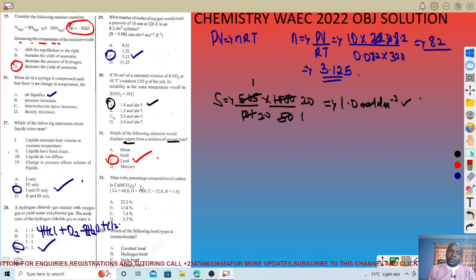The next one, excuse me guys, is what is the percentage composition of carbon in calcium hydrogen trioxocarbonate, or Ca(HCO3)2? Let me call it the way we are supposed to call it. So here we are looking for carbon. Let me just get the molar mass of these guys. Let me do the one in bracket. I'll do it. You just listen to my voice.